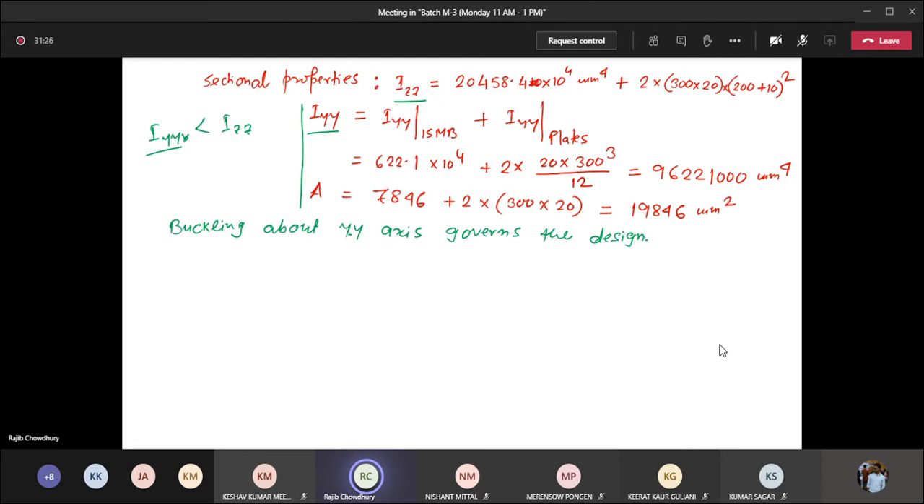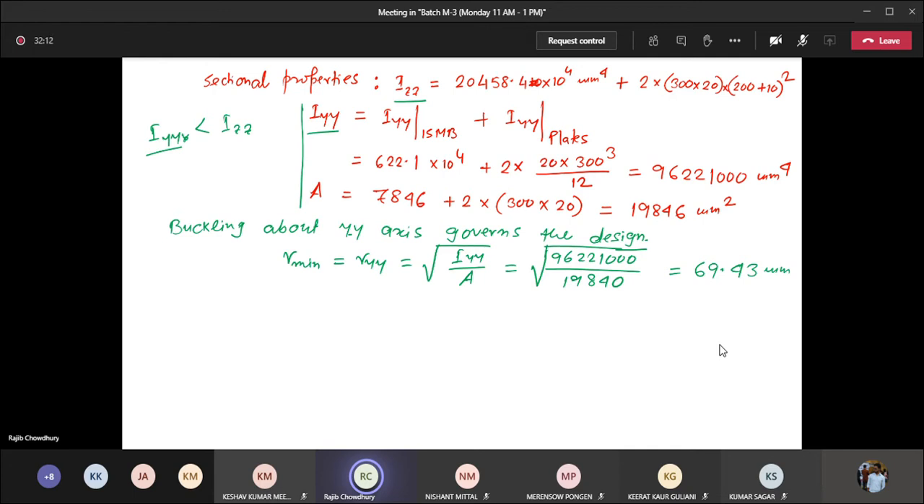Okay, if it is governing the design, then I will be calculating the buckling load. To calculate the buckling load, I have to find the radius of gyration. So R minimum I will be calculating. R minimum would be RYY now, which would be square root of IYY divided by A. Now this would become 96221000 divided by your area 19840, which is 69.43 mm.